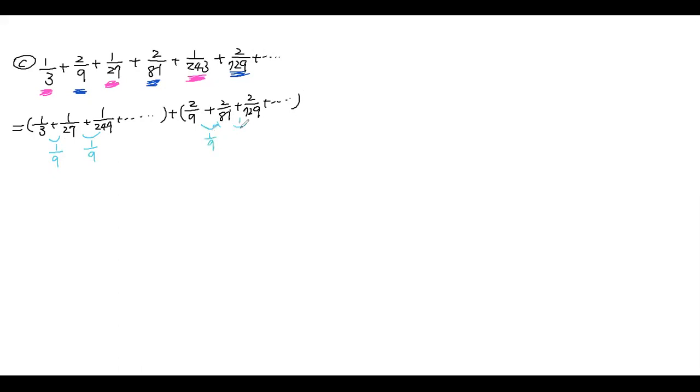Here the ratio is 1 over 9 also. Now what type of series are we dealing with here? It's geometric, right? The ratio 1 over 9 is less than 1, so we know it's convergent. Remember in the previous one, you factor the 1/3 out, so this will be 1 over 9 and 1 over 81, right? So this is 243, right?